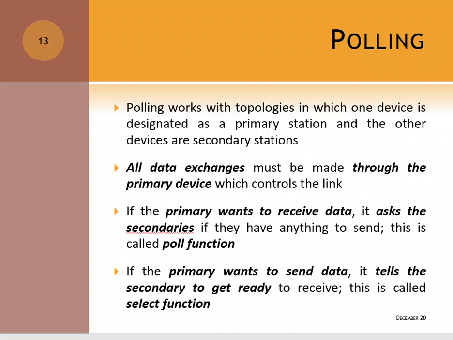If the primary wants to receive data, it asks the secondaries if they have anything to send. This is called poll function. If the primary wants to send data, it tells the secondary to get ready to receive.